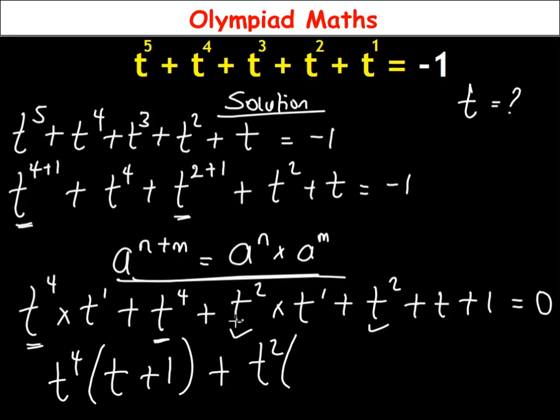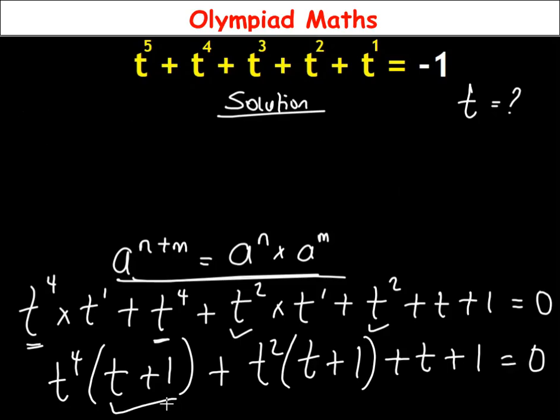Here also we have t power of 2 and t power of 2, so factorize out t power of 2. If we bring out t power of 2 from t power of 2 times t power of 1, we are left with t power of 1, which is the same thing as t, and also plus, if we factorize out t power of 2 from t power of 2, we are left with 1, and then it remains plus t, then plus 1 is all equal to 0.